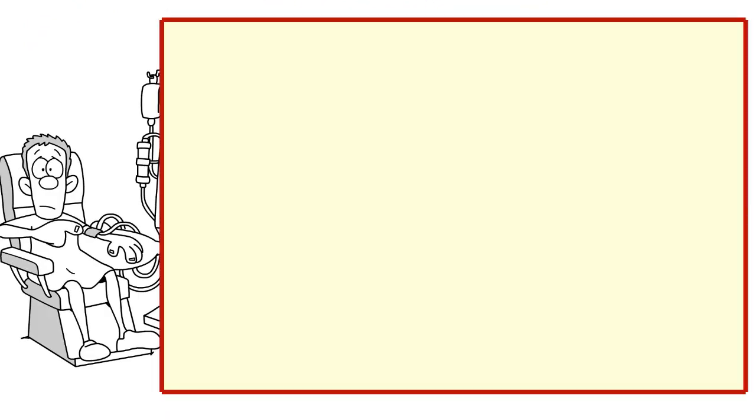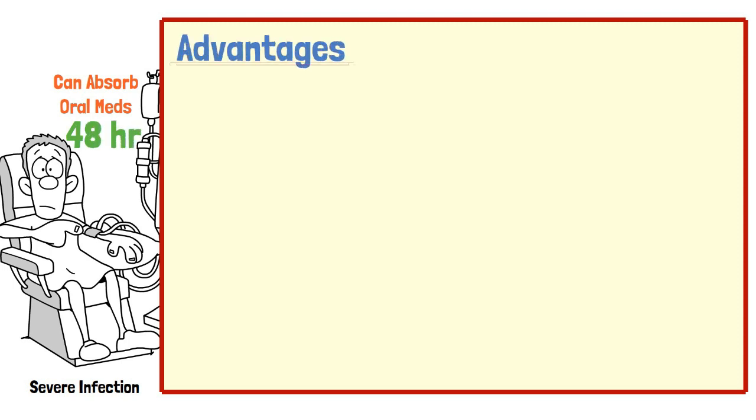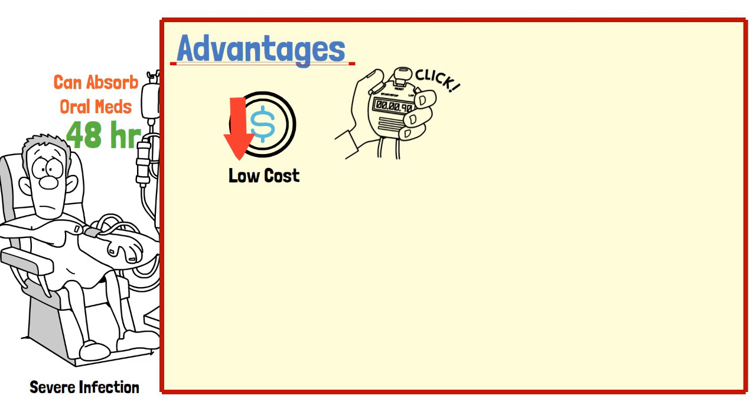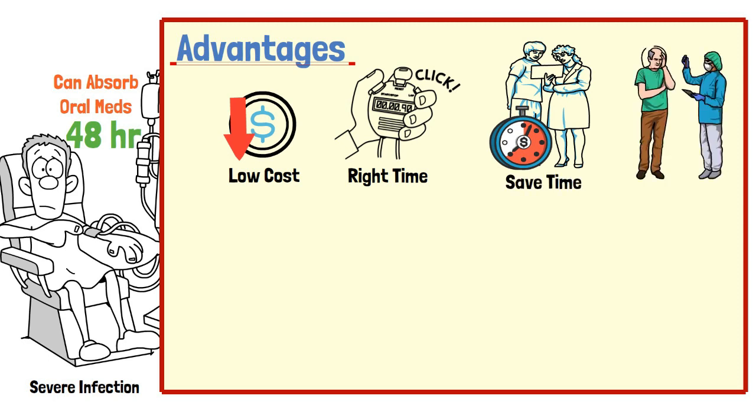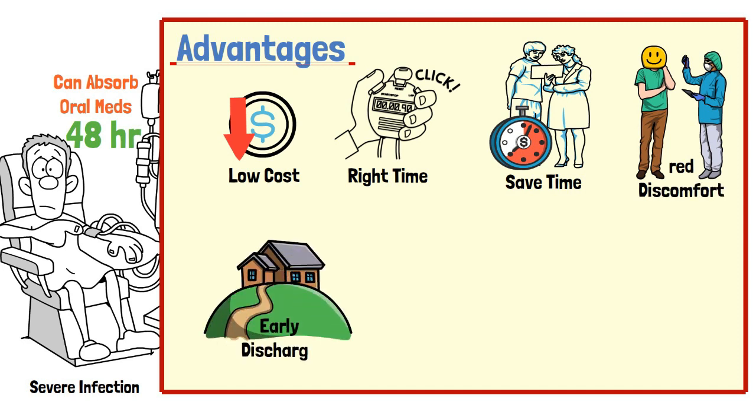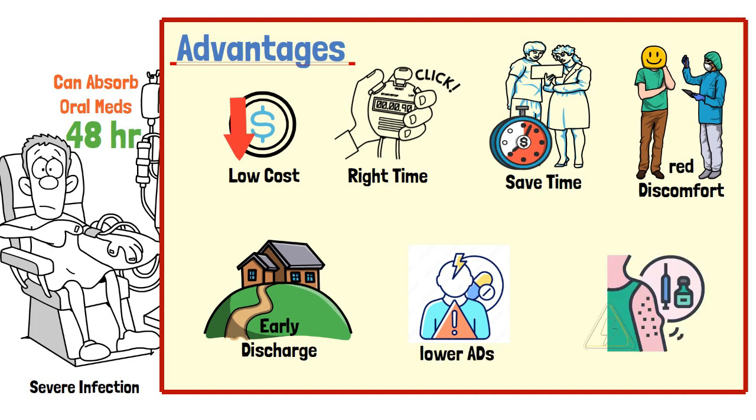In the case of severe infections, most patients who can effectively absorb oral medication but initially require IV therapy can safely shift to oral therapy within 48 hours. This rapid switching offers several advantages, such as reduced costs and ensuring patients receive antibiotics at the correct time. It saves valuable time for medical and nursing staff, patients experience reduced discomfort, enabling the possibility of early discharge, and the risk of adverse effects and its consequences associated with IV therapy is potentially minimized.